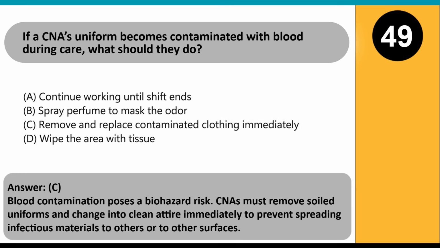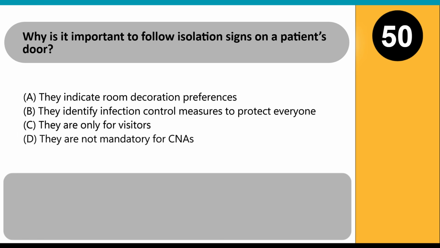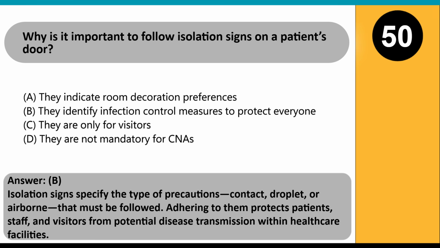other surfaces. Why is it important to follow isolation signs on a patient's door? A. They indicate room decoration preferences. B. They identify infection control measures to protect everyone. C. They are only for visitors. D. They are not mandatory for CNAs. Answer: B. Isolation signs specify the type of precautions, contact, droplet, or airborne, that must be followed. Adhering to them protects patients, staff, and visitors from potential disease transmission within healthcare facilities.